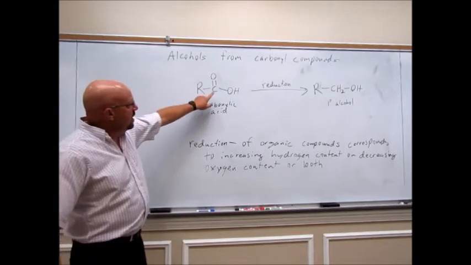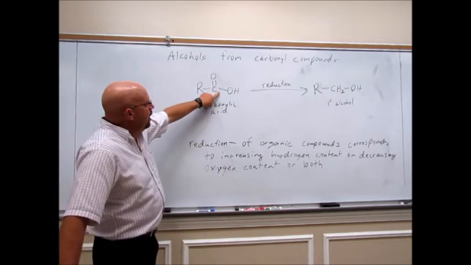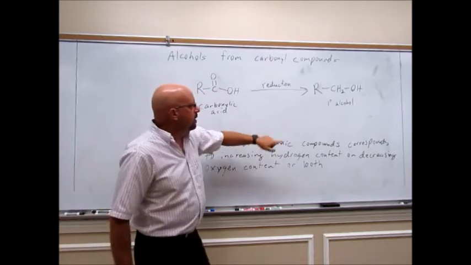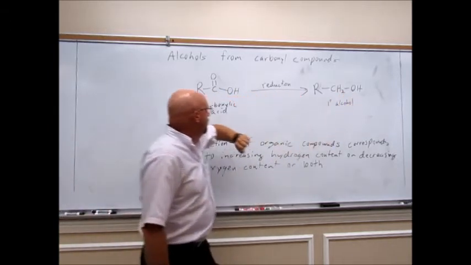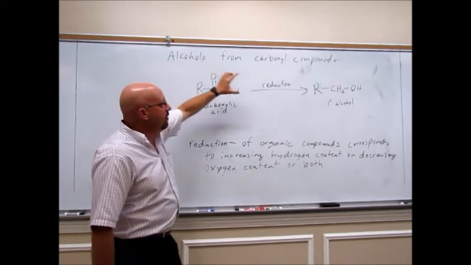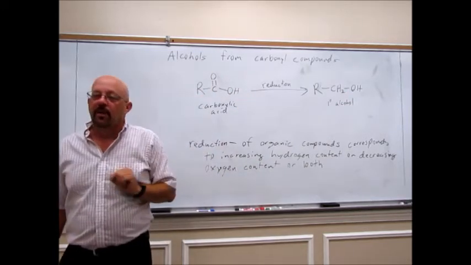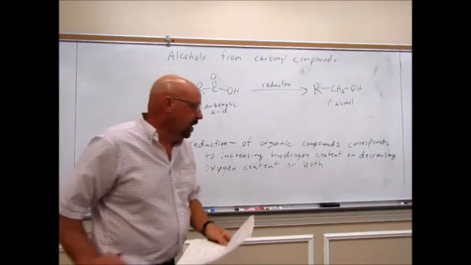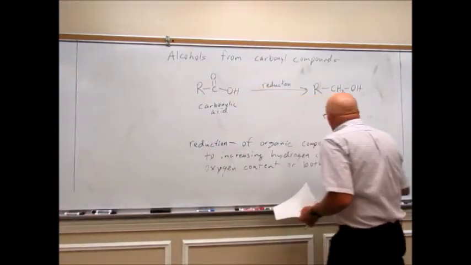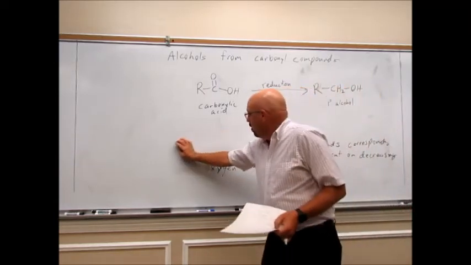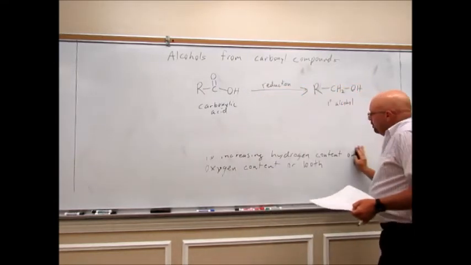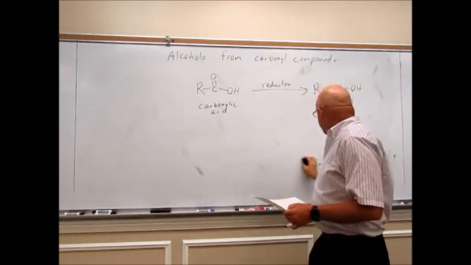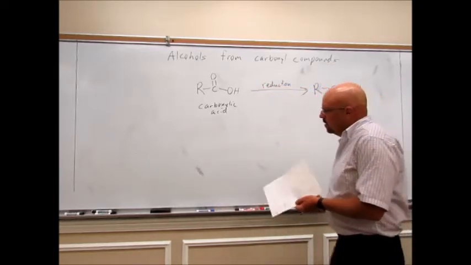So you can see the carboxylic acid, we have increased the hydrogen content. You can see there's more hydrogens here. And we have decreased the oxygen content. So we've done both here for the carboxylic acid on this reduction. We're going to look at reduction of some other carbonyls. So let me go ahead and put those up. And then, like I said, we'll go back and talk about the reagents necessary to do the reduction.